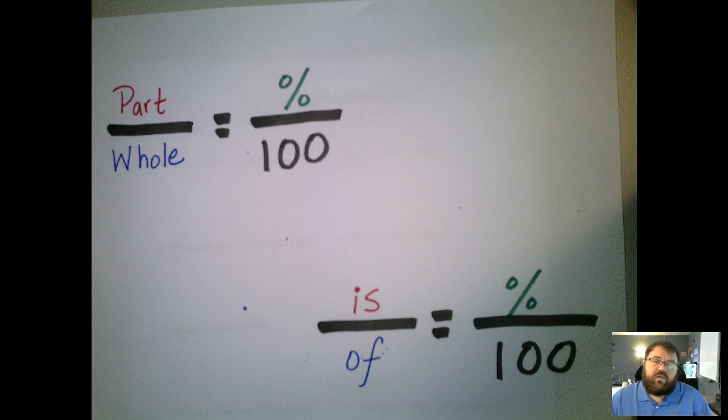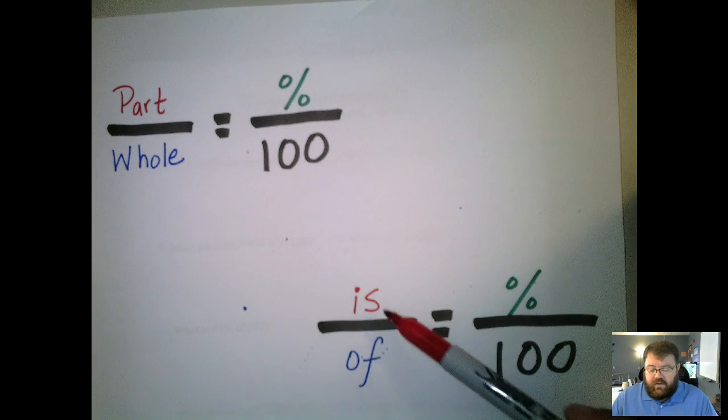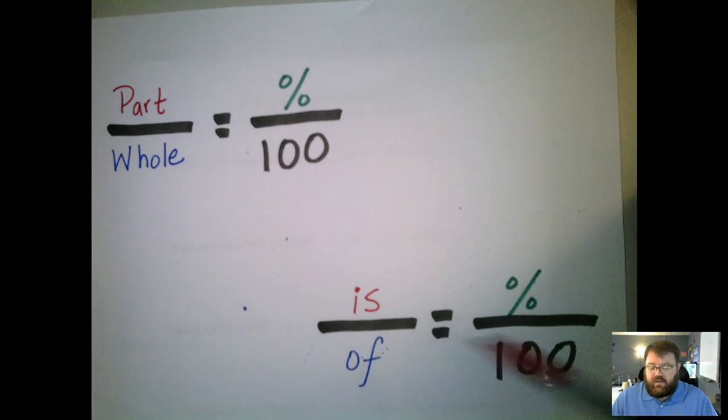Okay, for this week, we are focused on three different skills. The first skill that we're going to look at is a sixth grade skill that's built on in seventh grade. And that is the idea of is over of is equal to percent over 100.